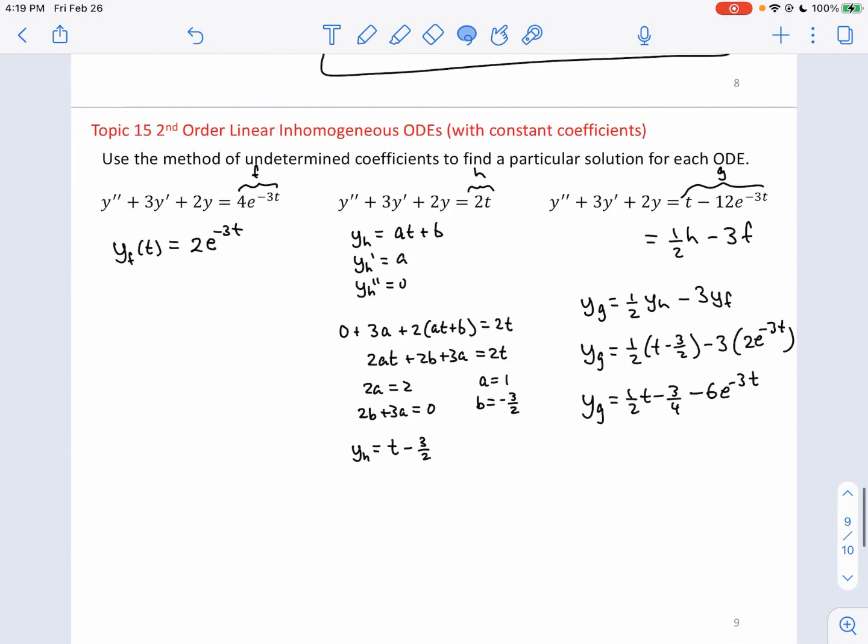All right, there's a lot to digest there, a lot of tedious calculation by hand that's possible when you're doing this method of undetermined coefficients in order to solve inhomogeneous second order linear ODEs with constant coefficients. And that wraps up topic 15.